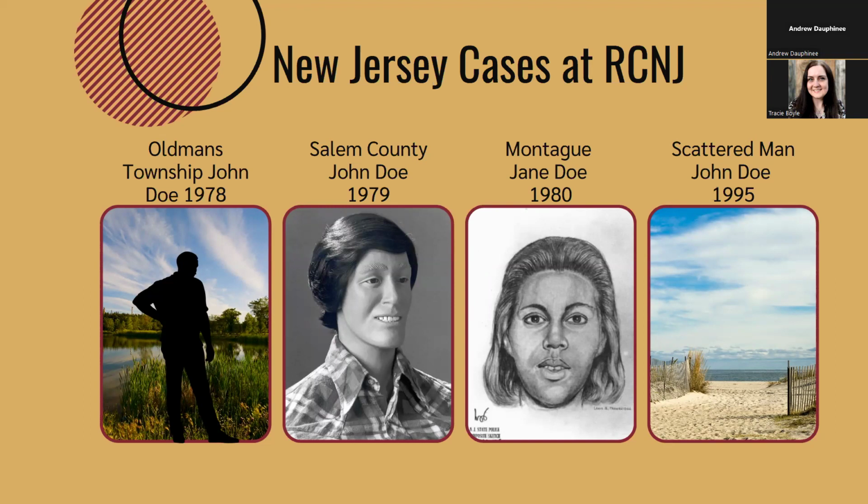Scattered Man Doe is a pretty fascinating case. His remains were found on beaches in South Jersey between 1995 and 2013. A skull fragment washed up in Longport in 1995, and then additional bones were later found in Margate in 1999 and Ocean City in 2013.